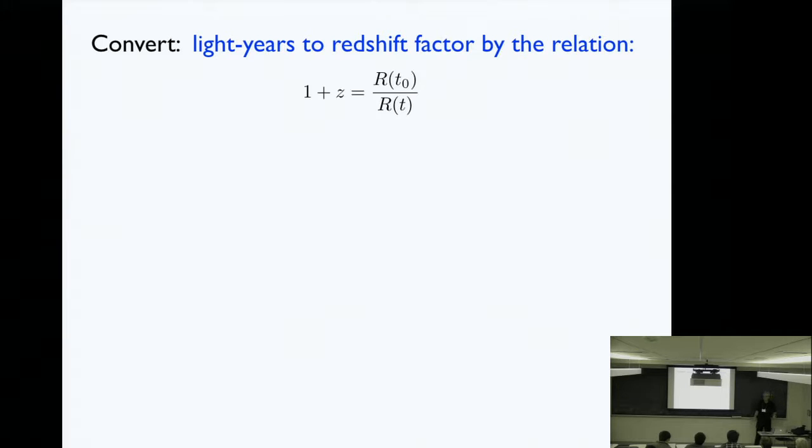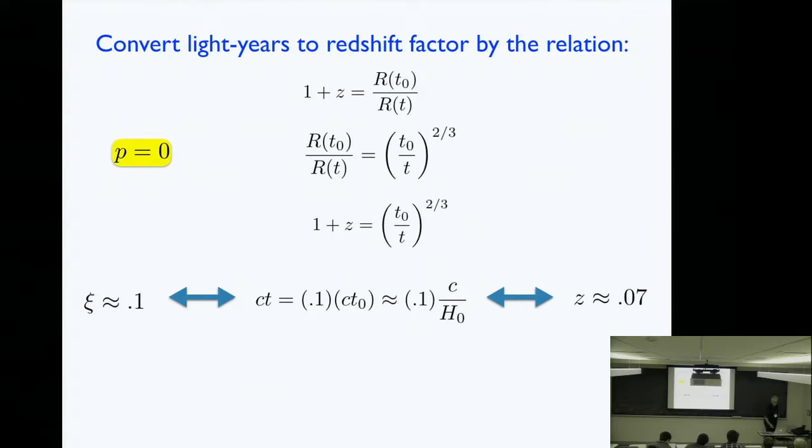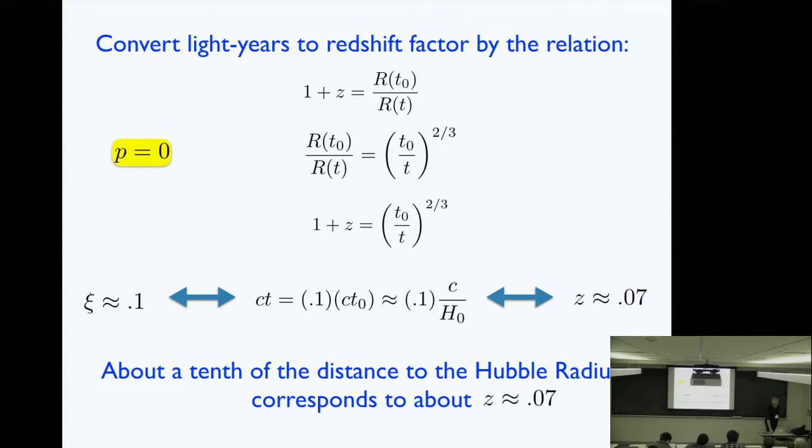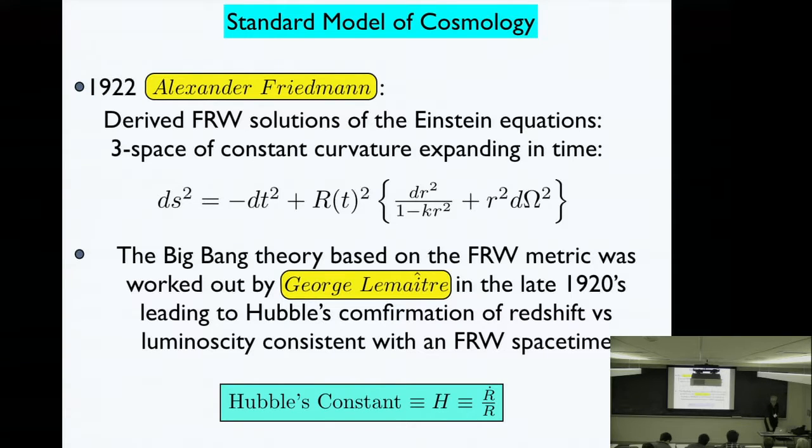Now, you can convert light years into redshift. Redshift measures how far away you are. And so 1 plus z is the ratio of the scale factor in the Friedmann spacetime. So the redshift factor in the Friedmann spacetime, when p is 0, is a 2/3 growth rate. So if you plug in c as a 10th of the way across the universe, there's a redshift factor of about z equals 0.07. So a 10th of the distance to the Hubble radius is about z equals 0.07. And when the redshift factor is 1, you're about a 1/3 of the way across the universe, just for setting the scale there, because we're going to look at redshift and c.